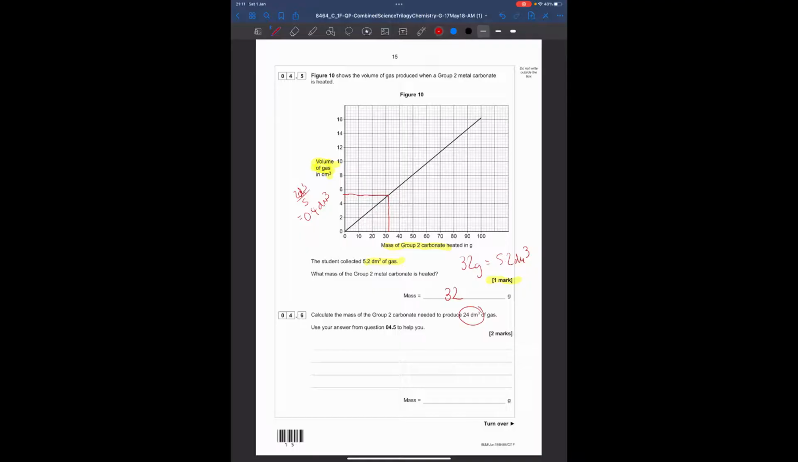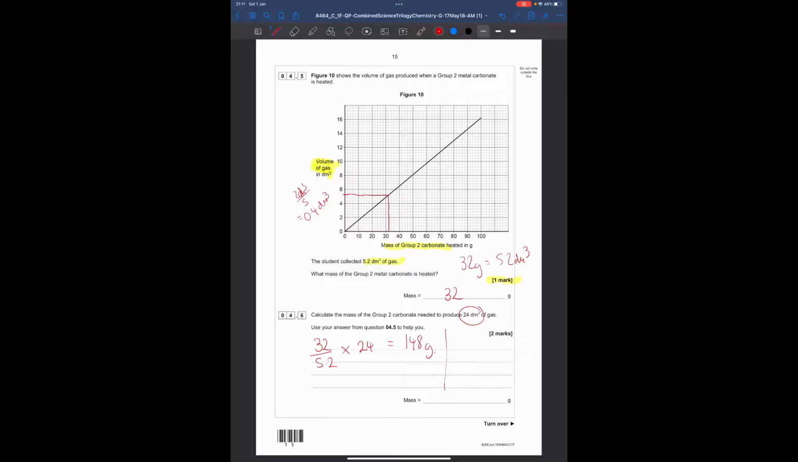If you know that 32 grams makes 5.2, what you can do is 32 divided by 5.2, and then you want 24, so you could times it by 24, and that would give you your answer of 148 grams. Now, the other way is actually just to try and use the graph again to help you do it.